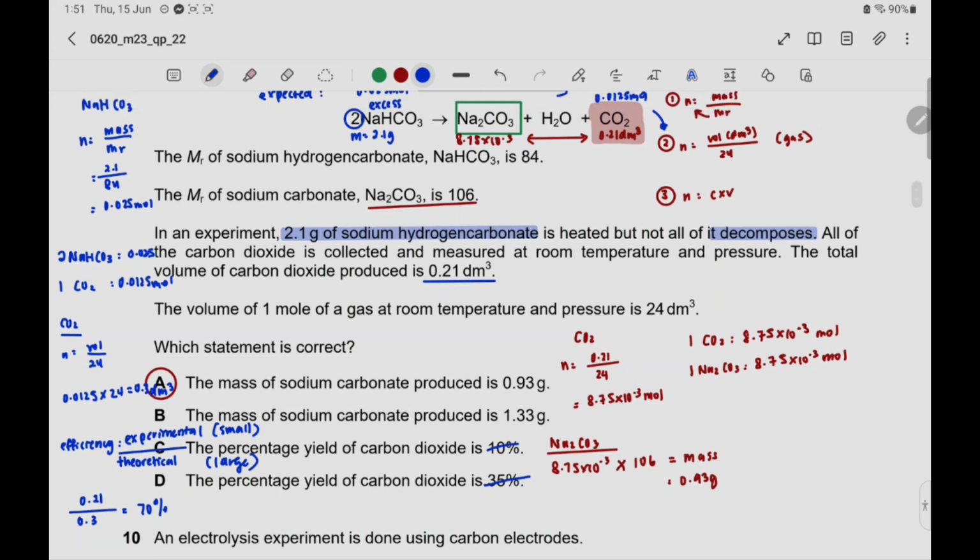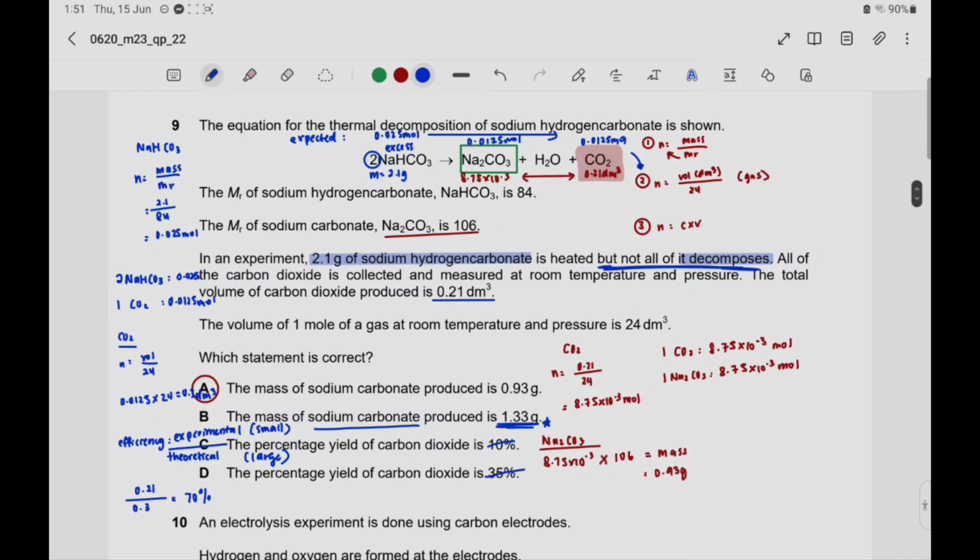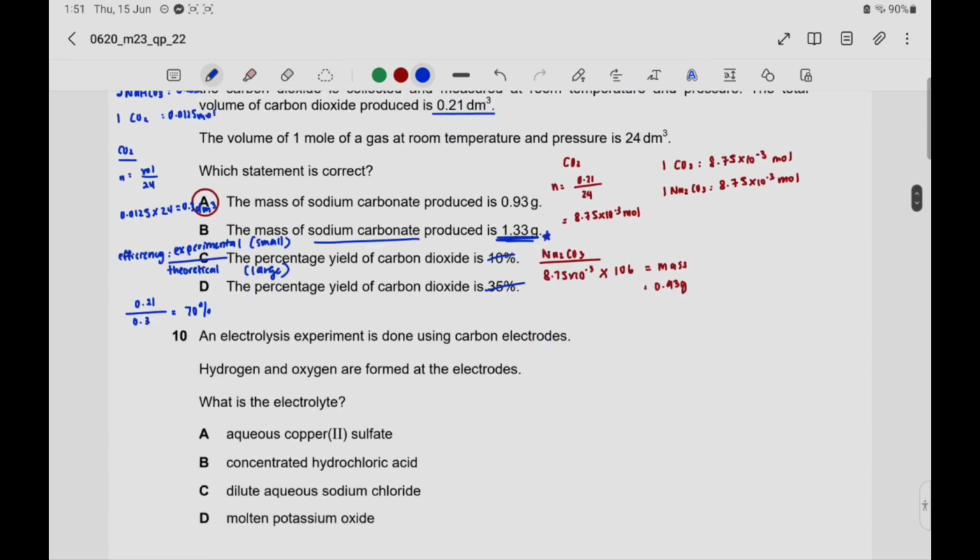Okay? And if you really use this 0.025 mole to do this sodium carbonate produce, right, you should get 1.33. Because if you use 0.0125 mole with the theoretical, if they decompose fully, this is what you should be able to get. But since they didn't decompose fully, this is not the answer. Okay, this is kind of long question, but yeah, it's fun doing it. But if you're very good, you don't have to do that detail. You should be able to roughly do it very fast.